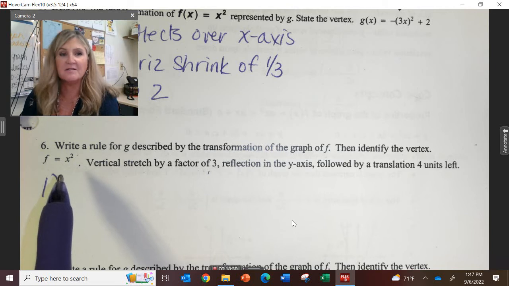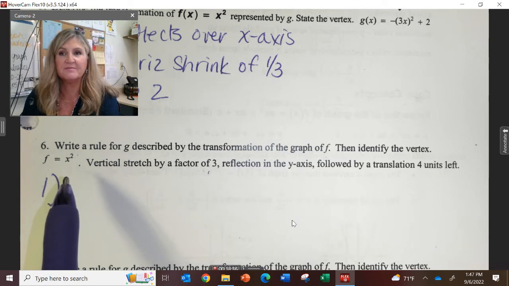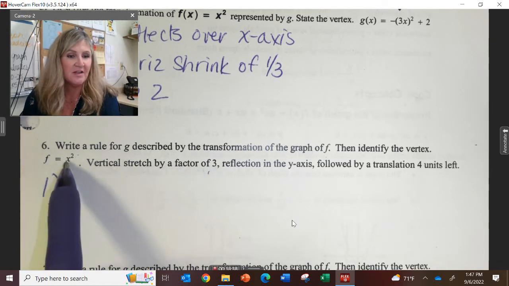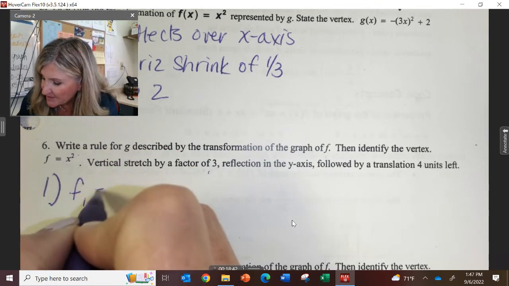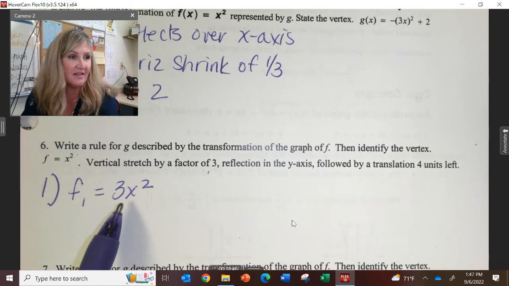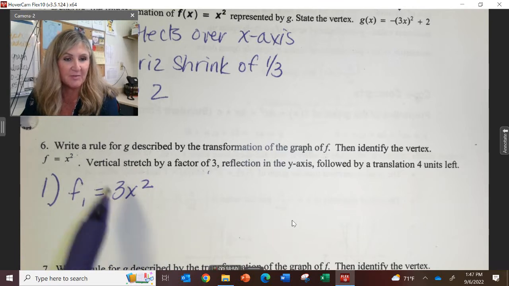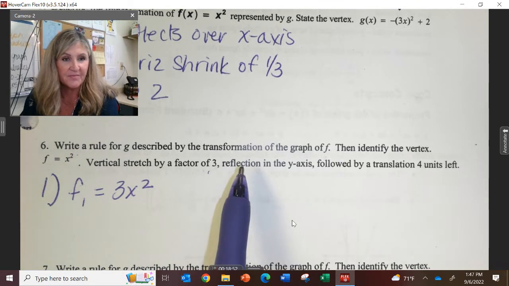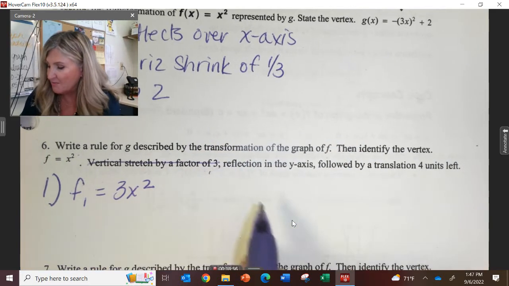What do you guys think? First he said multiply the x by 3. Multiply what? The entire equation. So for my first step, the entire equation gets multiplied by 3. That makes it like this. It's not a replacement, it's multiplying the whole function. Okay, next, that was step 1. I'm going to mark it out.